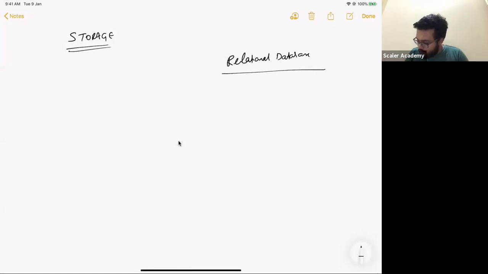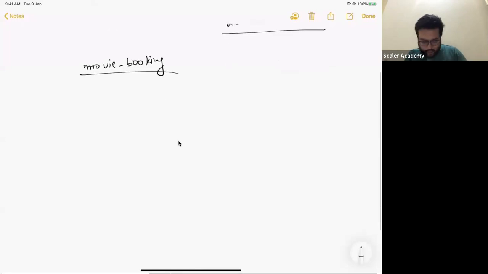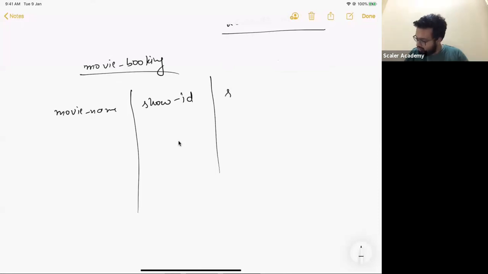Cool. Now let's look at the BookMyShow example. The data is, let's assume, stored in relational databases, and the table that we are talking about is the movie booking table, the table which actually has the meat of the problem, where all the bookings for a particular movie are stored. The columns are going to look something like this. Let's say there is a column for movie name, then a column for show ID, then a column for what specific seat number we are talking about, and then a column for status.